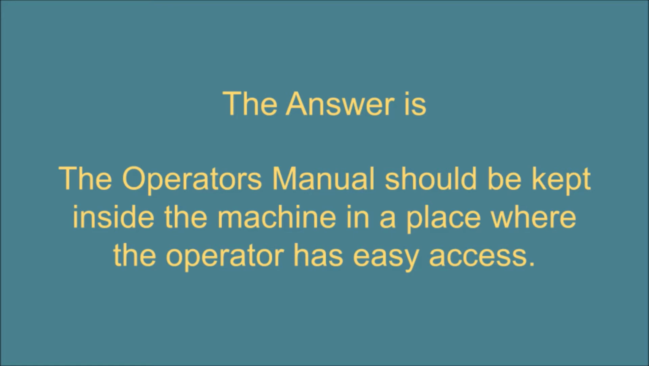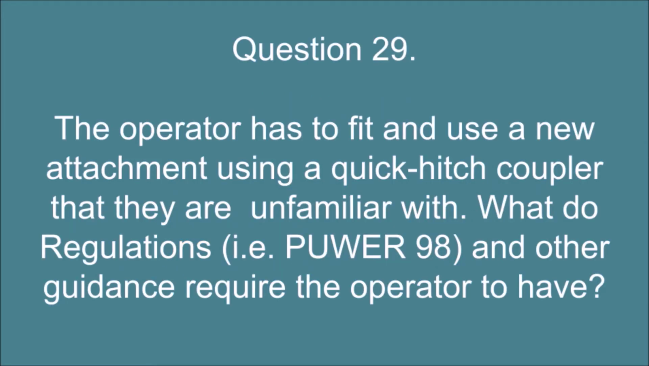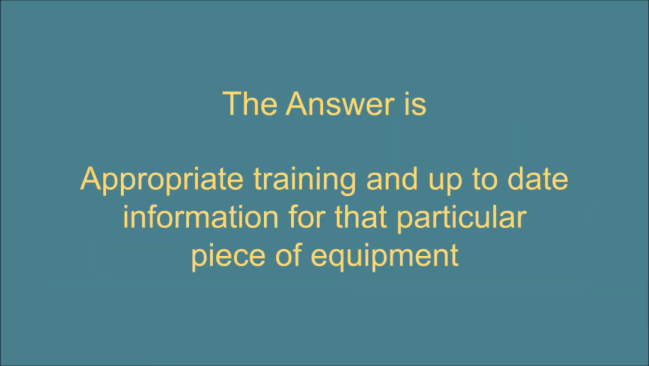Question 29. The operator has to fit and use a new attachment using a quick hitch coupler that they are unfamiliar with. What do regulations, i.e. PUWER 98 and other guidance, require the operator to have? The answer is: appropriate training and up-to-date information for that particular piece of equipment.